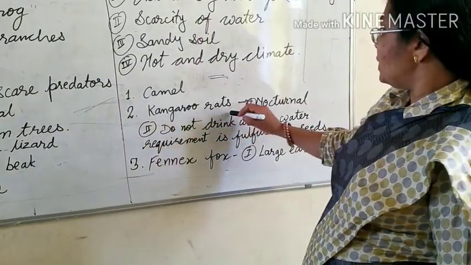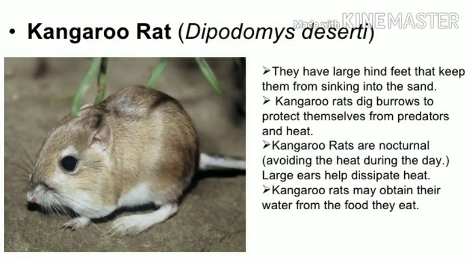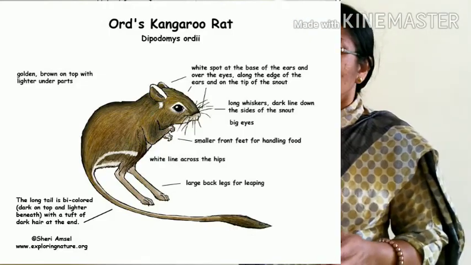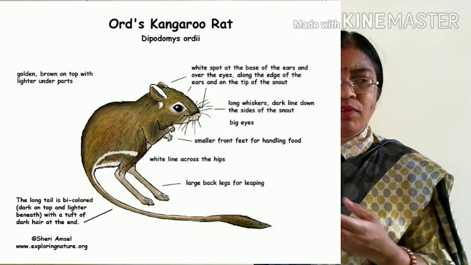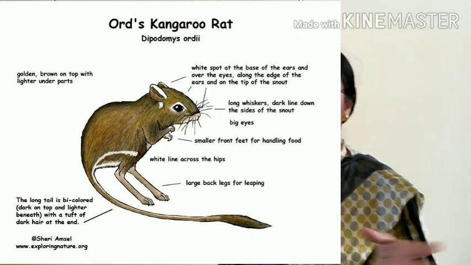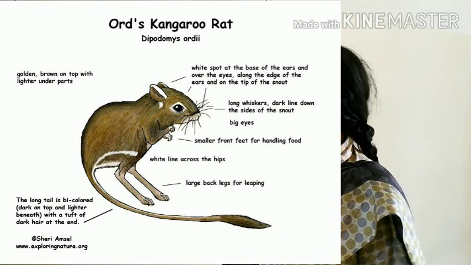Now, kangaroo rats. These rats are nocturnal. Nocturnal means at the time of night only they are more active. And why is it so? Because during daytime the heat is more and the land is also very warm. That's why it is not easy for these rats to come out. So at night time they come out from their burrows and wander here and there in search of food. And that's why these are called nocturnal animals.